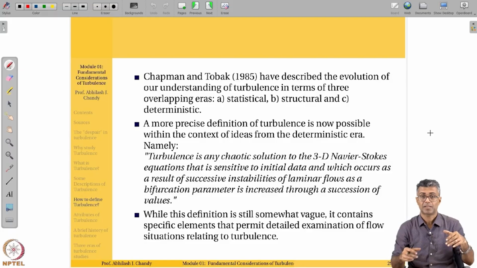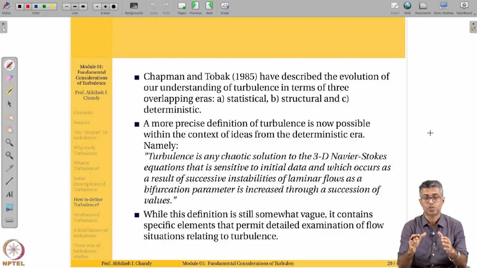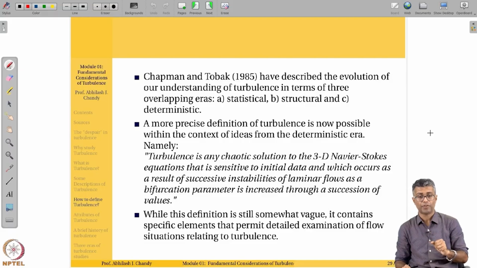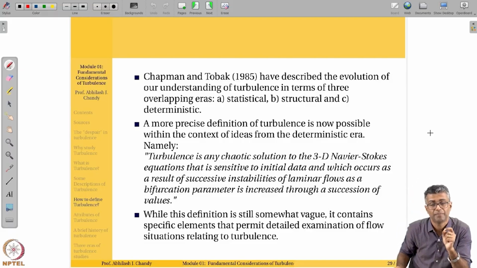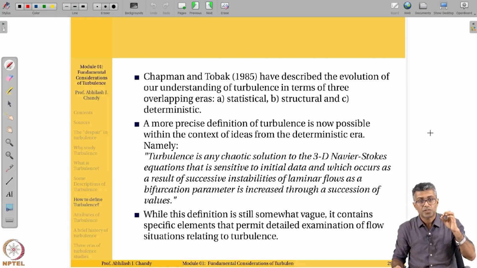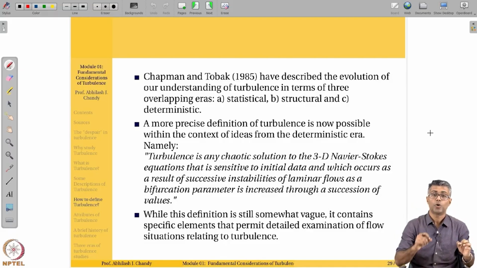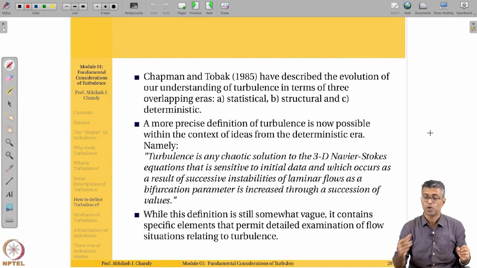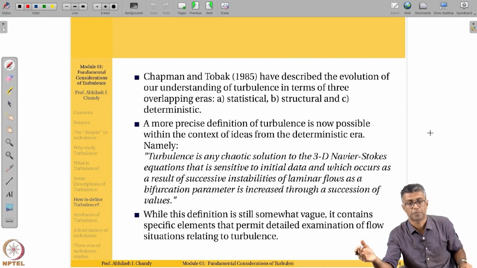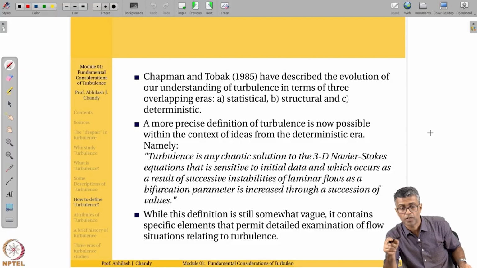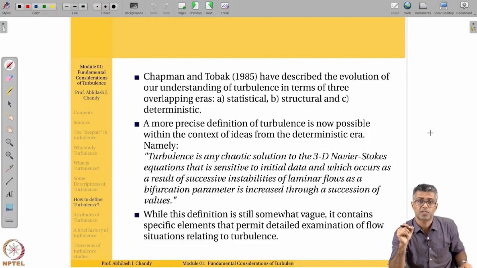Obviously, in the last class, I covered that, but it is based on this definition that we now know that the Navier-Stokes equations describe turbulent flows. Something new that is coming into this definition: sensitive to initial data, meaning it is sensitive to initial conditions. So any slight change in the initial condition will change the way the flow develops, will change the way the flow behaves, and which occurs as a result of successive instabilities of laminar flows.